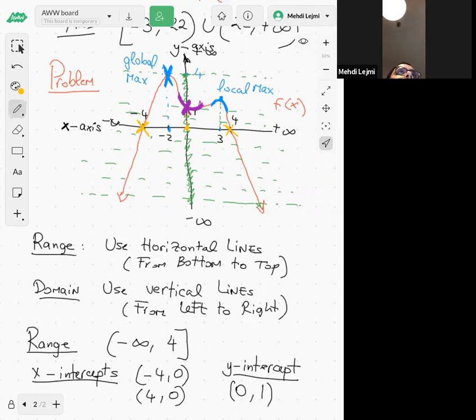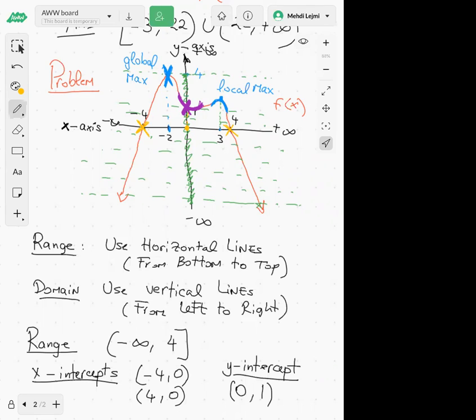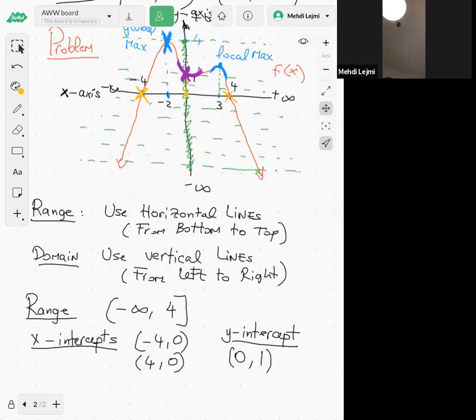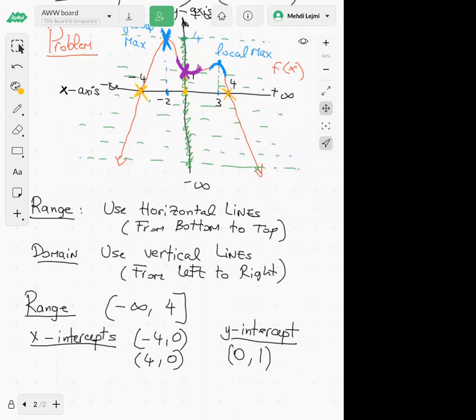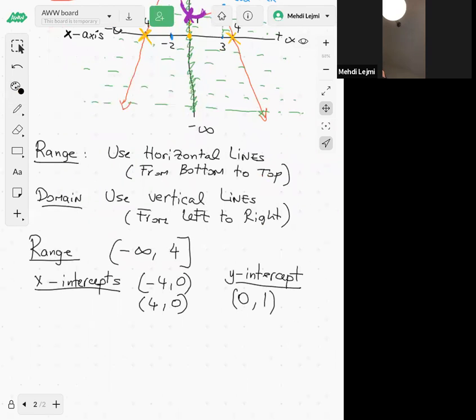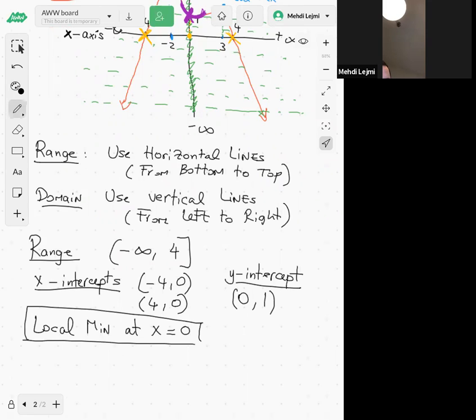What else? We got f of 4. Oh yeah, okay, let's do the f of f. Yes, Lisbeth, sorry. How do you write the local minimum answer? So there's a local minimum at x equal to 0.